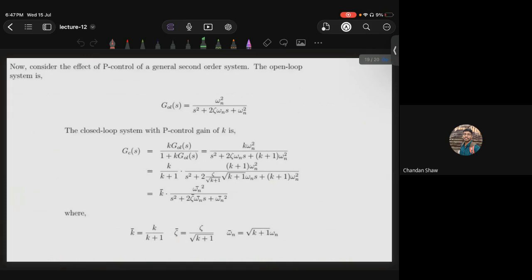In general, in the fourth week, you have seen this is the expression for a second order system: omega n square by s square plus 2 zeta omega n s plus omega n square. So if you substitute, this will be your general system. You have K bar, zeta bar, and omega n bar. K bar is your crucial thing, right? So you can choose the value of K. If you choose the value of K, you can change the response of the system.